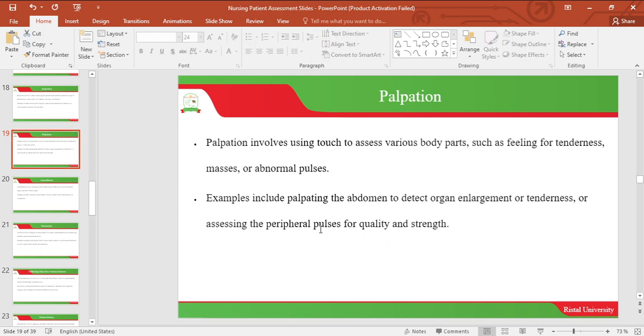Palpation. Palpation involves using touch to assess various body parts, such as feeling for tenderness, muscles, or abdominal pulses. Examples of palpation include palpating the abdomen to detect any enlargement or tenderness, or assessing the peripheral pulses for quality and strength.